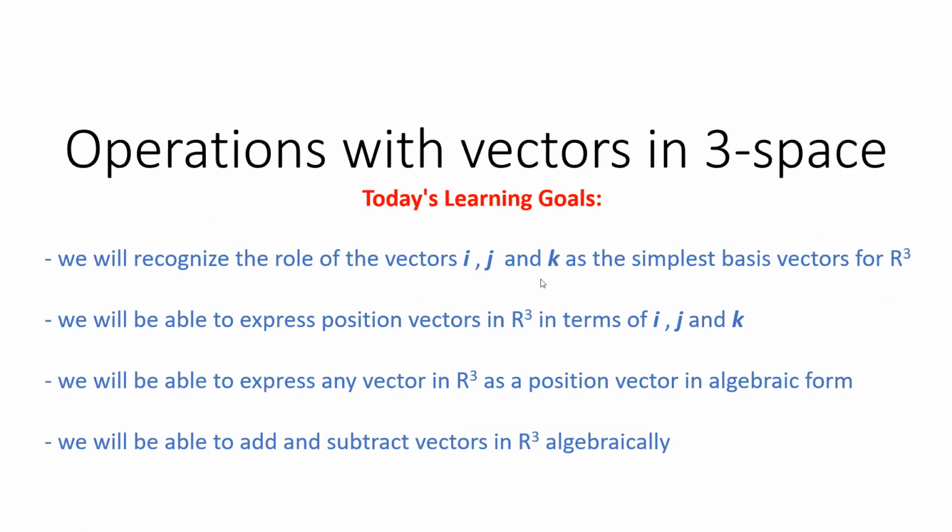And we're going to add to that now the K basis vector, which is the one that goes along the z-axis. So it will now have 3 components, and we're going to use those 3 components to be able to express any position vector in R3, which is 3-space, in terms of I, J, and K. And we're going to, of course, be talking about position vectors again, and we're going to be adding and subtracting vectors algebraically. So that's the gist of what we're doing today.